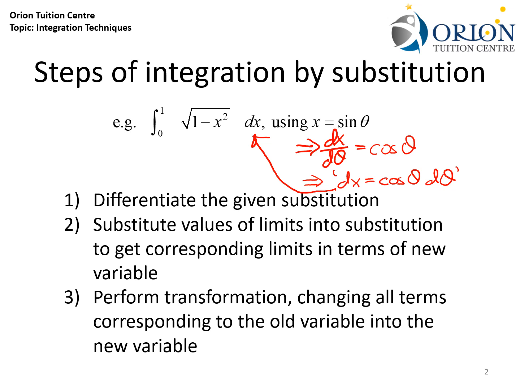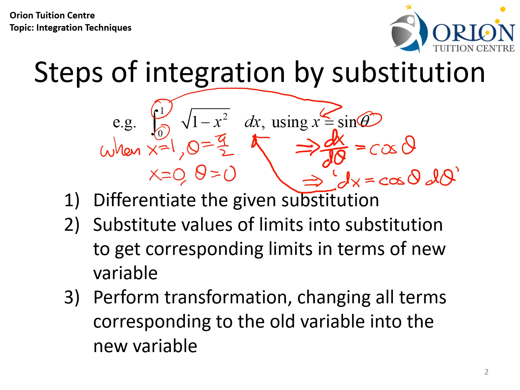Next, you will need to substitute the values of the limits, i.e. 0 and 1, into our x value here in order to find out what is the corresponding theta value. So when x is equal to 1, I know that sine theta is going to be 1, and therefore theta will be pi over 2. And when x is equal to 0, theta will correspondingly be 0. So I can change the 1 into pi over 2, and the 0 remains as a 0.